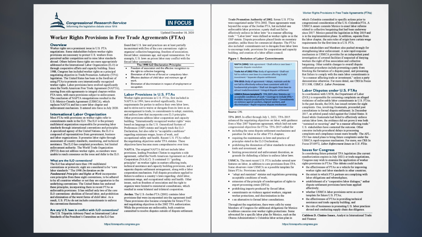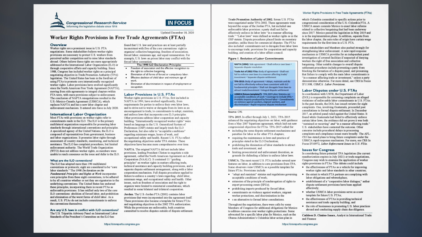NAFTA. The original NAFTA did not include labor provisions, leading President Clinton to negotiate a side agreement, called the North American Agreement on Labor Cooperation (NAALC). It contained 11 guiding principles on worker rights in matters affecting trade, technical assistance and capacity building provisions, and a separate dispute settlement arrangement, along with a labor cooperation mechanism.